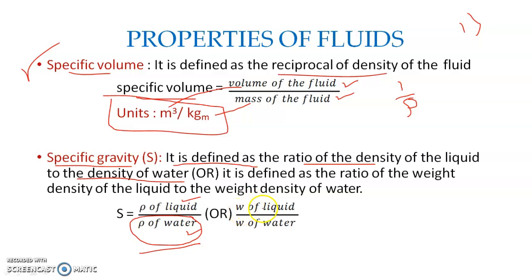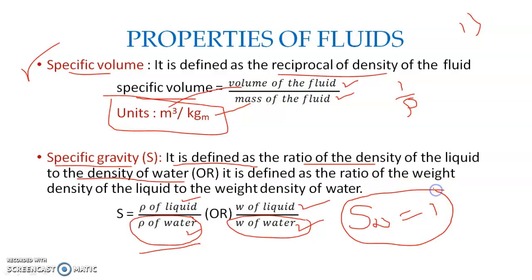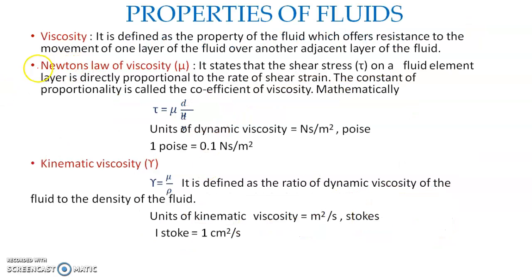Sometimes there is another definition for specific gravity of liquid. Specific gravity is the specific weight of liquid divided by the specific weight of water. So water is always the standard, so then it is called the specific gravity. So specific gravity of water is equal to dash. This is an objective question. Specific gravity of water is equal to 1. It's clear. Next, viscosity.